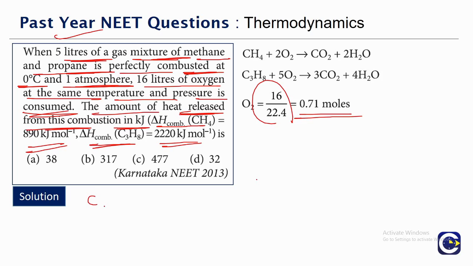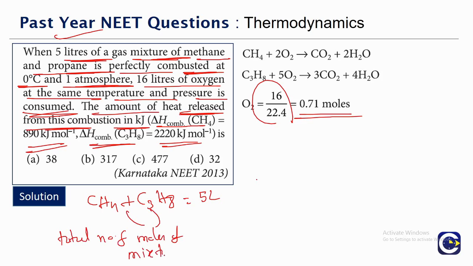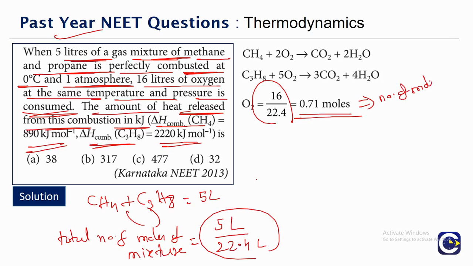Now, what is the total volume of methane and propane? The total volume is 5 liters. From this we can find the total number of moles of this mixture. How? Same concept, given volume divided by molar volume. So already the 0.71 is the number of moles of O2.